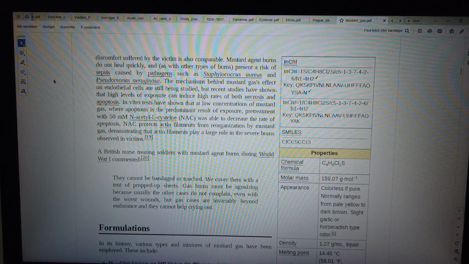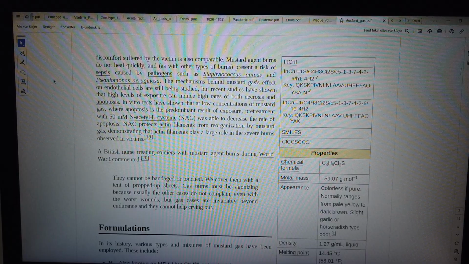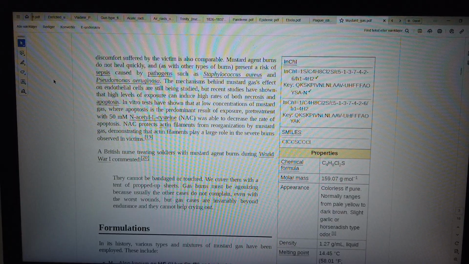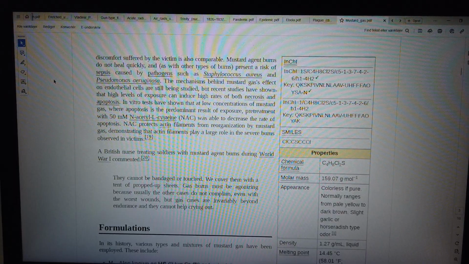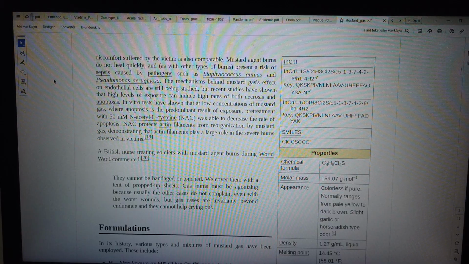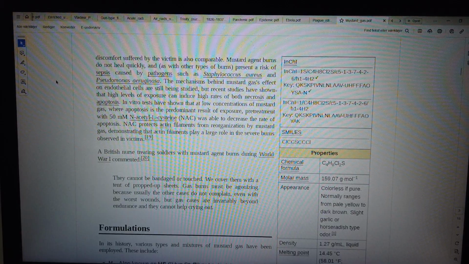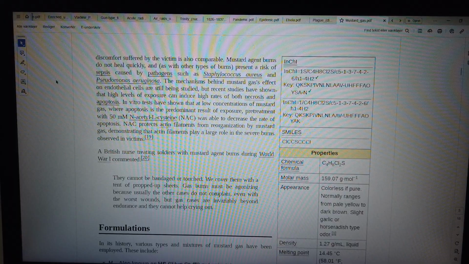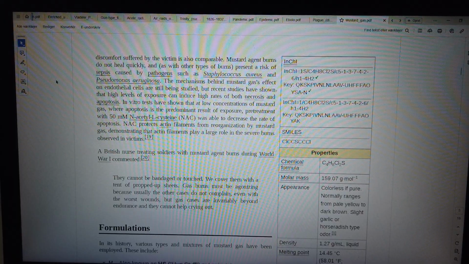discomfort suffered by the victim is also comparable. Mustard agent burns do not heal quickly, and, as with other types of burns, present a risk of sepsis caused by pathogens such as Staphylococcus aureus and Pseudomonas aeruginosa.